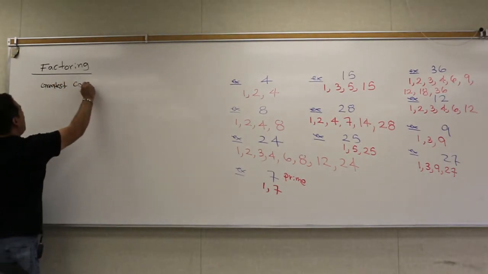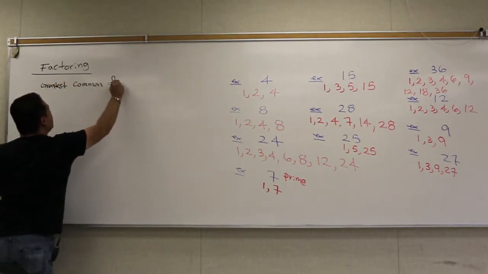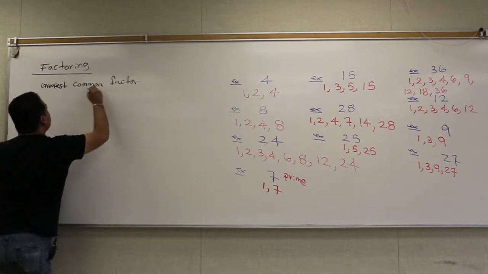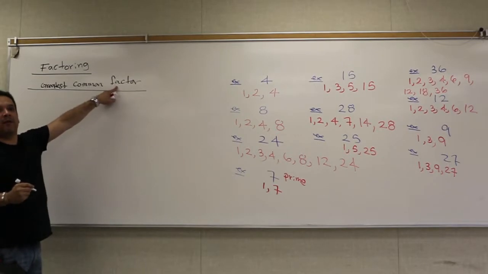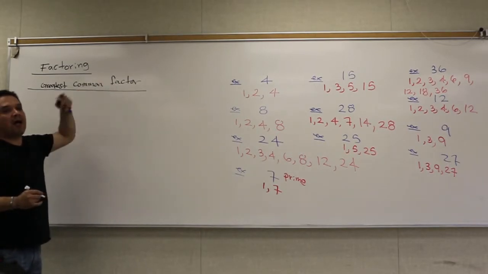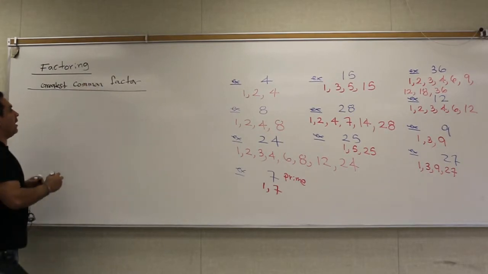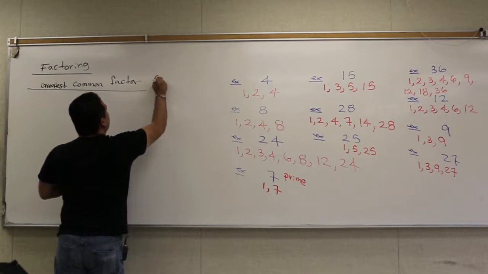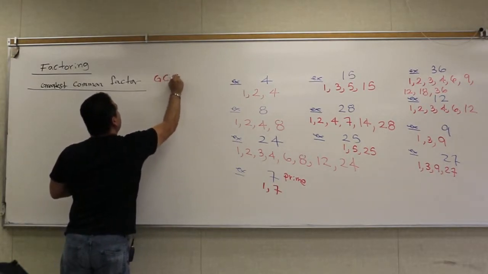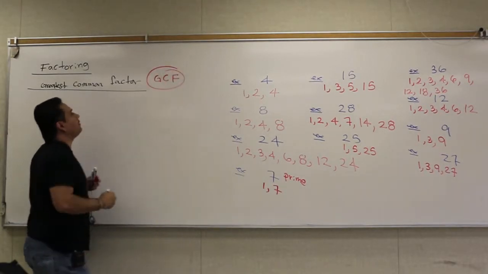Well, first of all, it has to be a what? Has to be a factor, is that right? Has to be a factor. And then it has to be what? Common. So we've got to talk about what that means. We abbreviate this simply as GCF, greatest common factor.